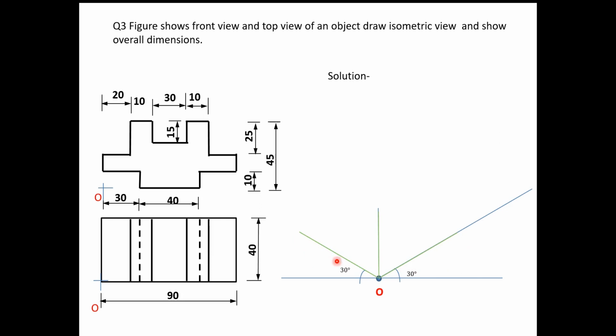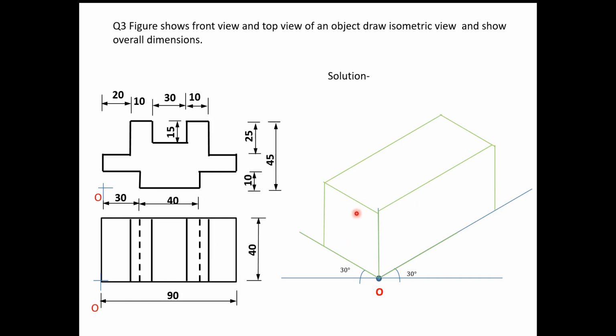Here I have marked the length, that is 40. This is 45, and on this the length is 90. Now complete this isometric box. This 90 length is parallel to this edge, and this vertical is 45, and the width is 40. So this is 40, this is 40, and this is 40.